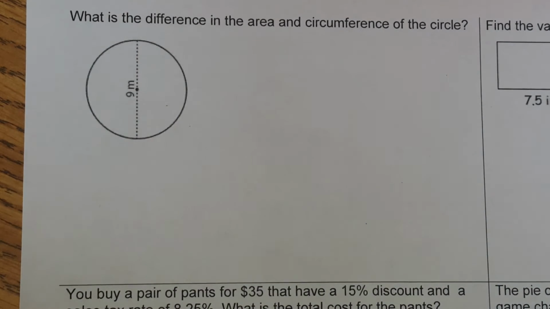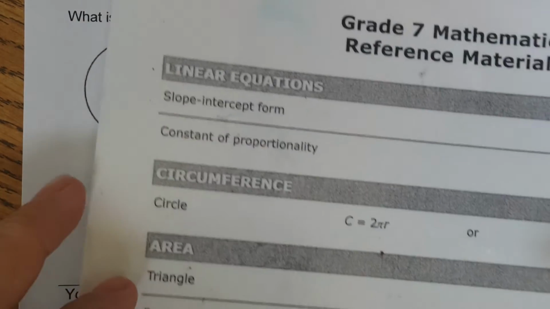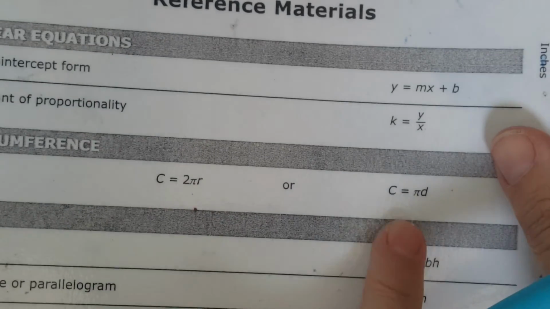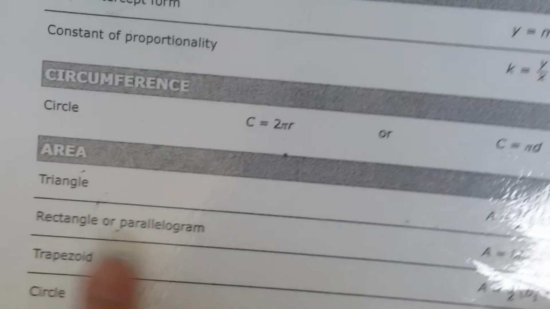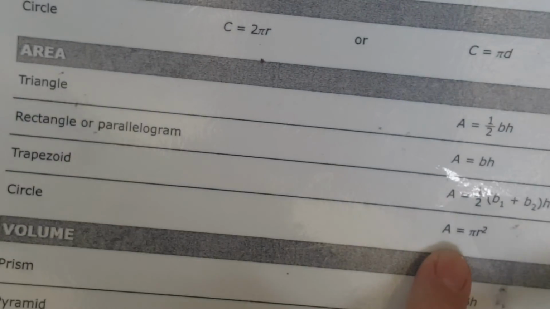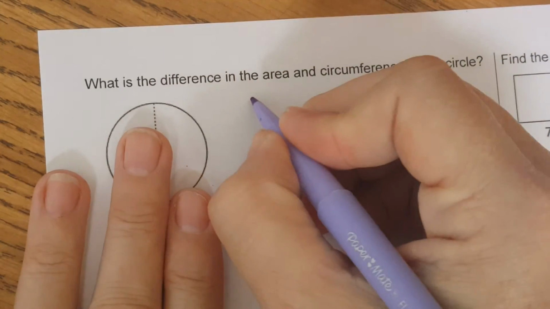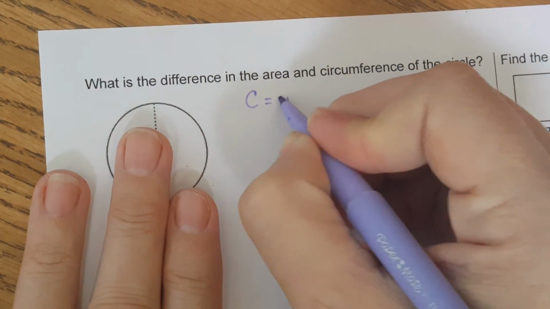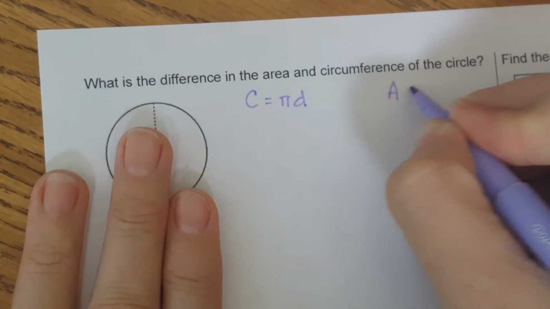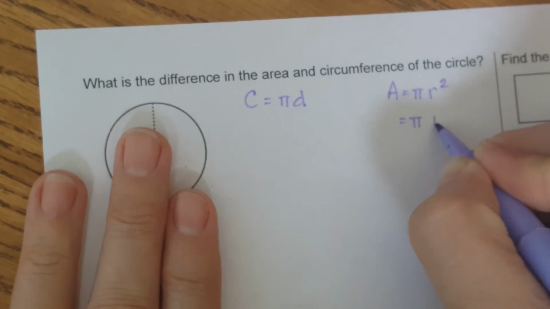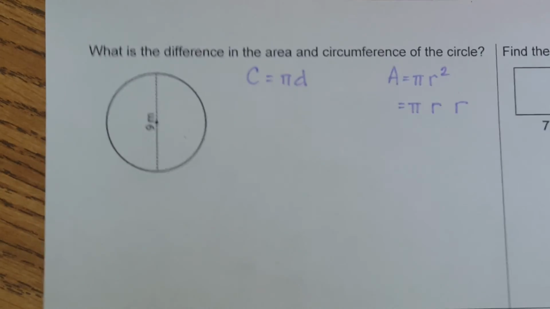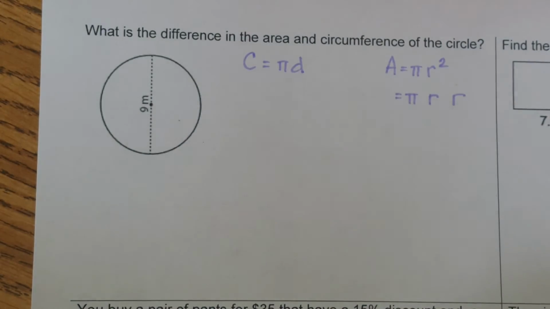This question asked us for the difference in the area and the circumference of the circle. So we're going to be finding 2 things. The circumference of the circle on our math chart, right here, circumference is pi times the diameter, and then the area of a circle right here is pi r squared. So let's write down those 2 formulas because we're going to use both of them. The circumference is pi times the diameter, and area is pi r squared. Rewrite that as pi times r times r. So we remember not to multiply times 2, but to multiply it by itself.